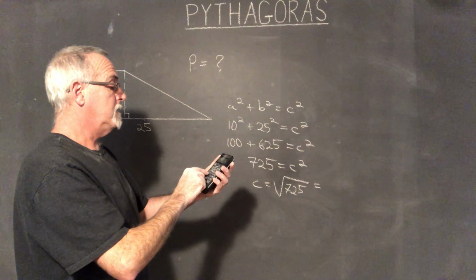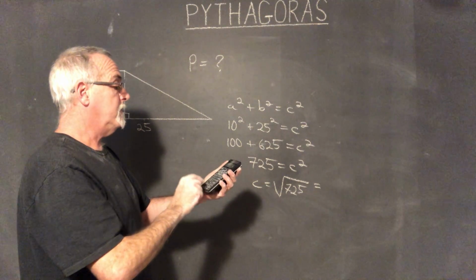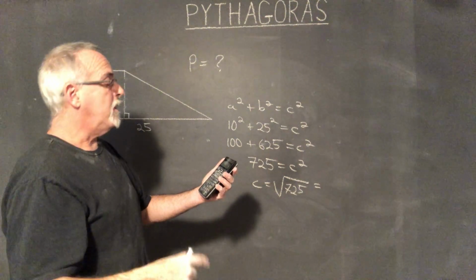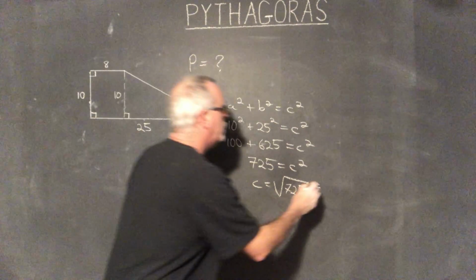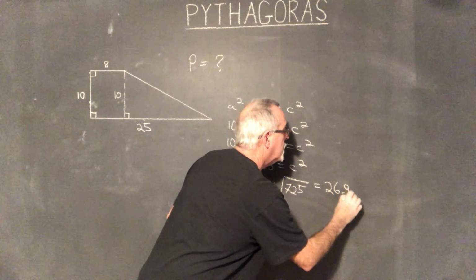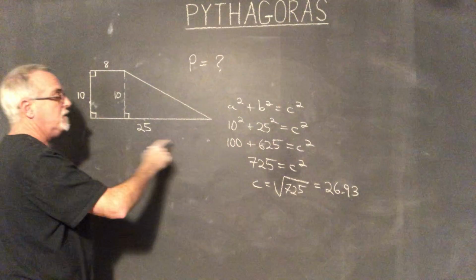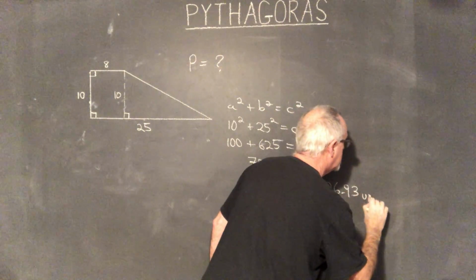Square root of 725 is 26.925, so I'll call it 26.93. 26.93, and it didn't say what the units were, so I'm just calling it units.